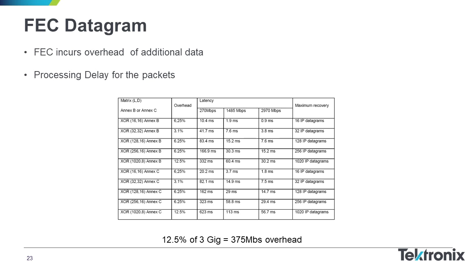I did a really quick calculation on it, and so at 3 gig, 12.5% is about 375 megabits for maximum protection, is what it's going to cost you to be able to do this.